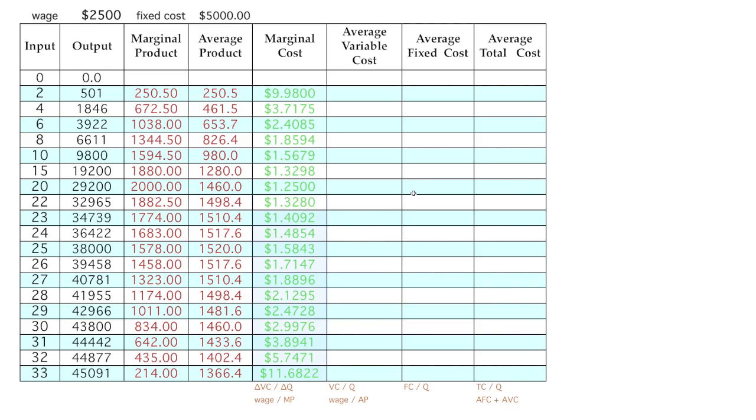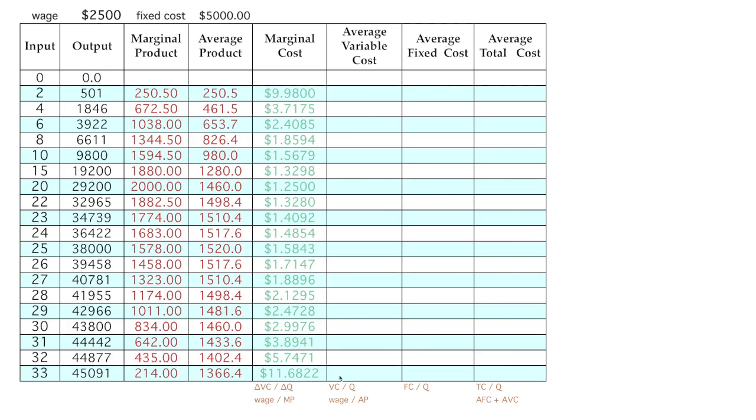Here are the rest of those numbers for marginal cost. Now, similarly, let me make those a little bit darker so they show up a little better. Similarly, the average variable cost is found in two ways.